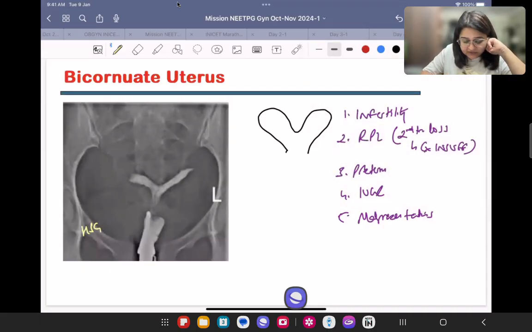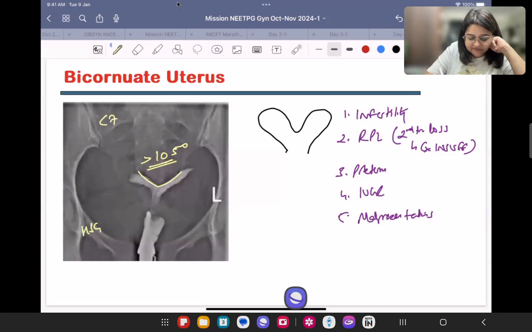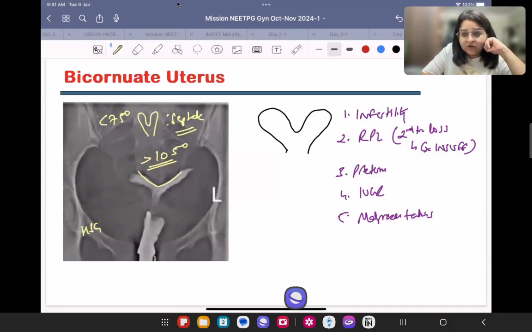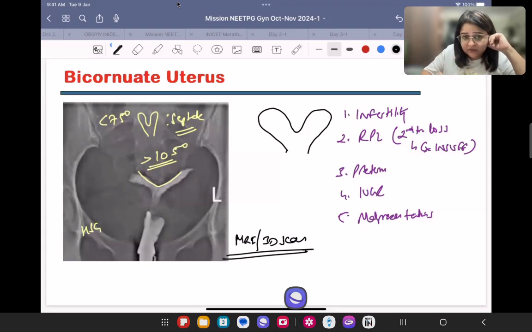And what do you see here? You see a wide intercornual angle. So if the angle is more than 105 degrees, suspect a bicornuate uterus. If the angle is less than 75 degrees, that means if it was like this, then suspect a septate uterus on an HSG. So a wide angle is bicornuate, a narrow angle is a septate uterus on HSG. But of course, HSG is not the best way. The best way is again either an MRI or a 3D scan. Okay, would be the better ways to diagnose this.